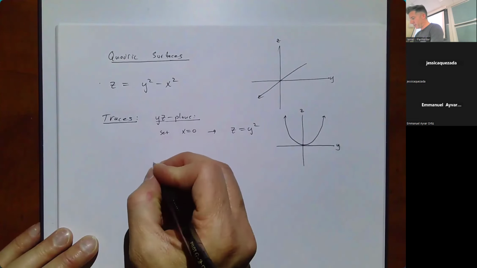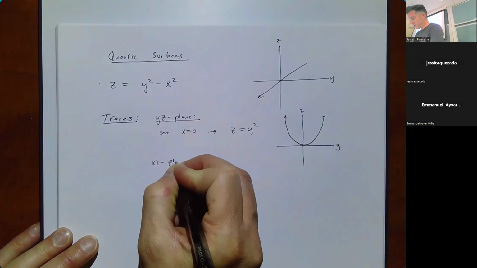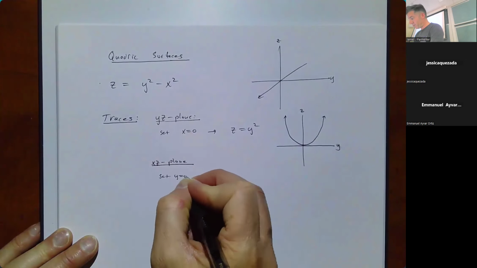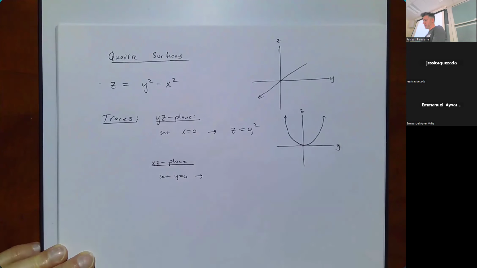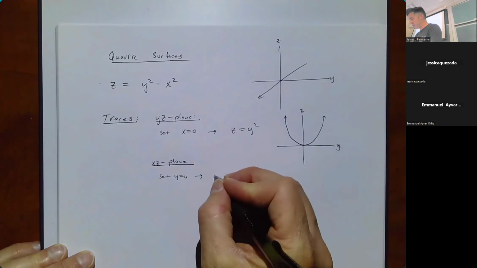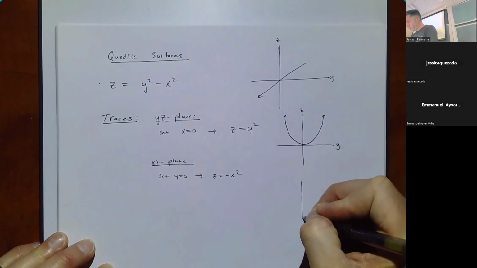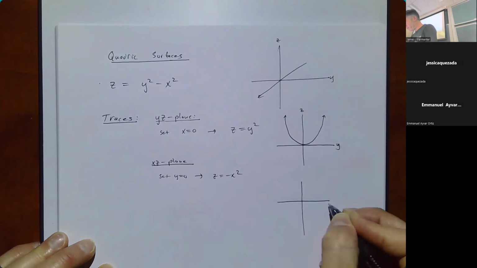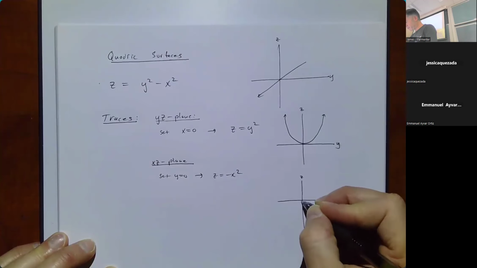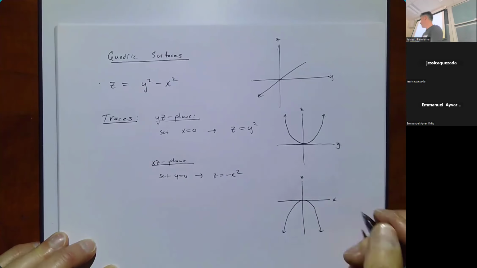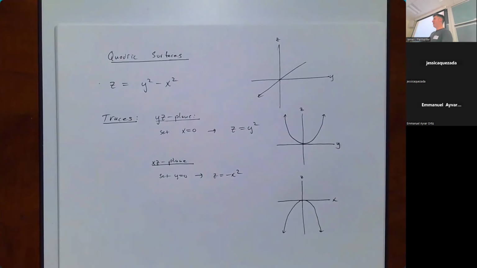Let's look at the xz plane. Well, there we're going to set y equal to 0. We're going to get something very similar. We're going to get z equal to negative x squared, which is not quite the same. It's just a downward opening parabola. So far, here's what I've got. In that corner over there, I've got an upward parabola going this way and a downward parabola going that way.